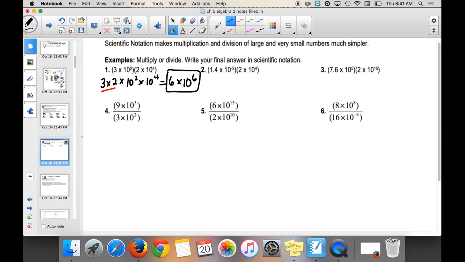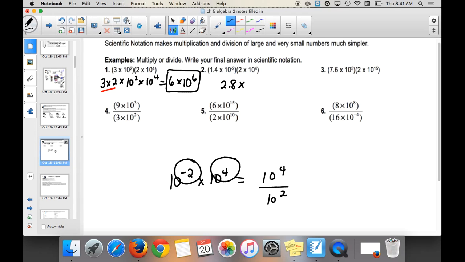So same idea on this one. If I have 1.4 and 2, 1.4 times 2 is 2.8. And then if I have 10 to the negative 2 times 10 to the 4, let's think about it. You can move that 10 to the negative 2 on the bottom if you want, or you can just add their exponents, right? If you add the negative 2 and the 4, what do we get? 2. So we get times 10 to the 2nd. If you want to do the thing with negative exponents where you put it in the opposite location, that works as well. 10 to the 4th divided by 10 squared is also 10 to the 2. Okay?